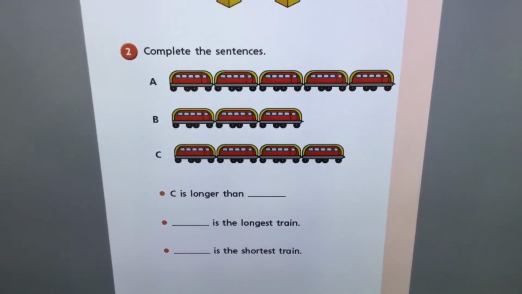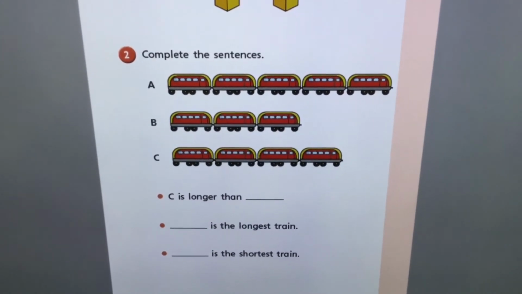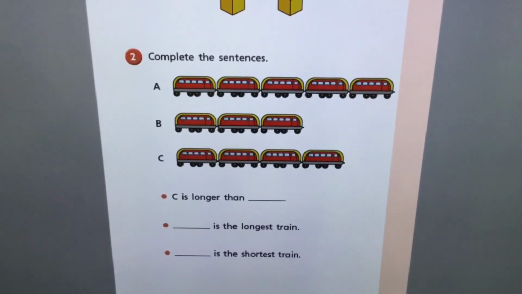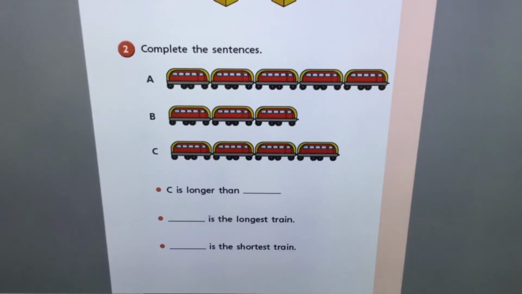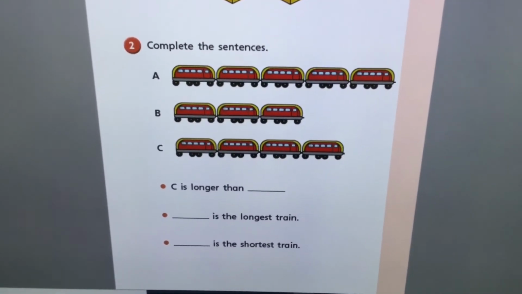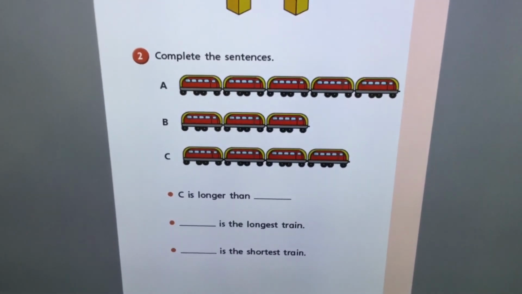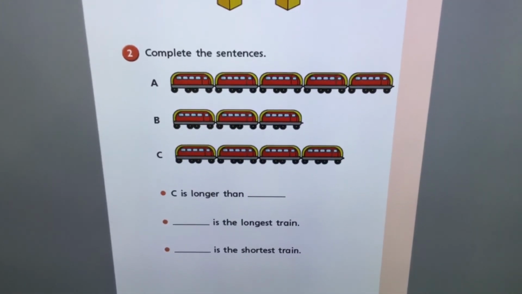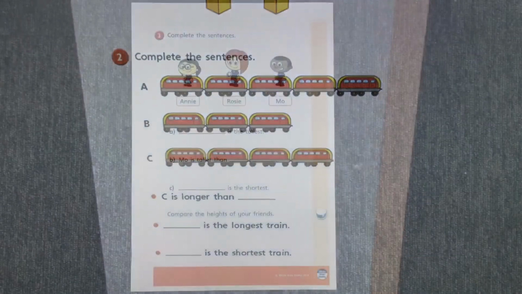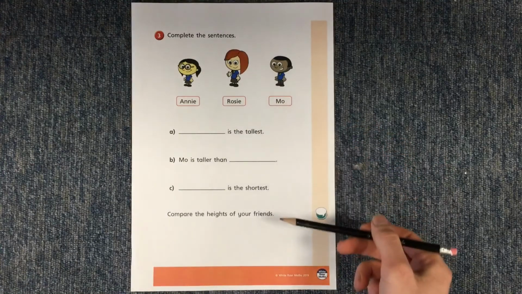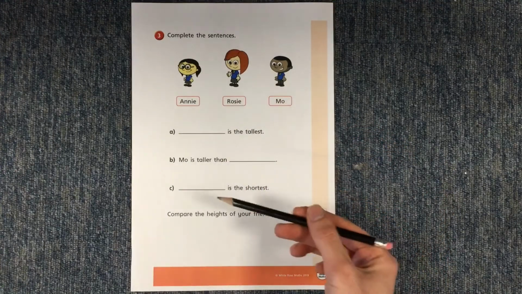In question 2, you have some different trains, A, B and C. There are some sentences with letters missing, and it's your job to try and fill them in. I'll read them to you. C is longer than. Can you figure out which one C is longer than? And then you have to decide which is the longest train and which is the shortest train. Now question 3 is a bit of a challenge, so I'm going to show you how you might want to solve it.